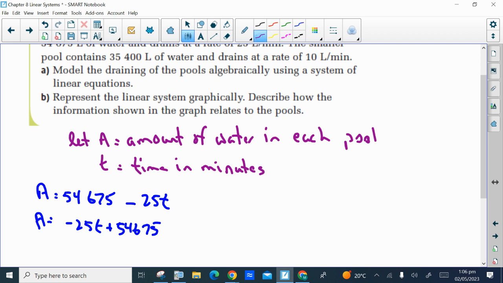Our second equation will be for the smaller pool. A, the amount. It starts with 35,400 liters, and it's being drained, so minus 10 liters per minute, so minus 10t. T is the number of minutes. And again, if we write that in slope-intercept form, it'll look like that.